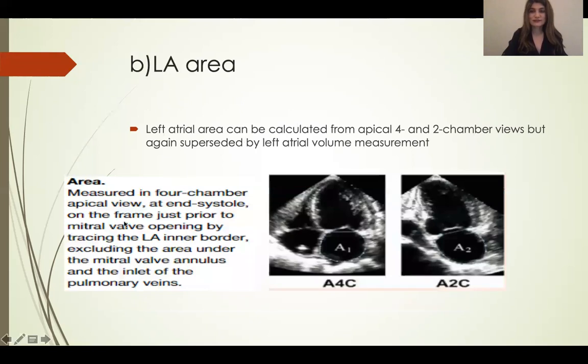Left atrial area can be measured from both the 4-chamber and 2-chamber views. The left atrium area is traced and the pulmonary veins should be spared, and the mitral valve stenting area should be excluded during those measurements.